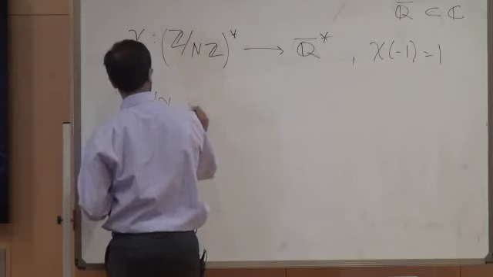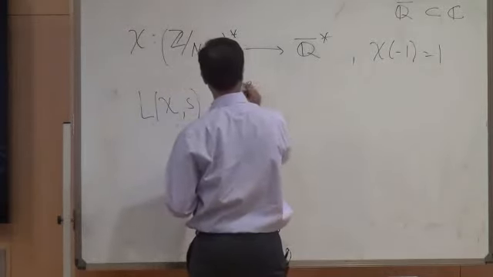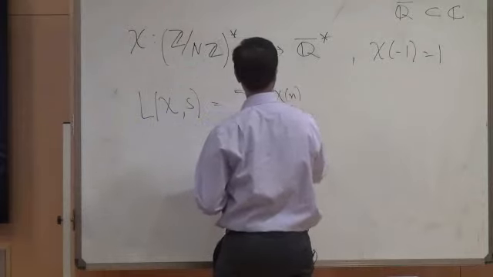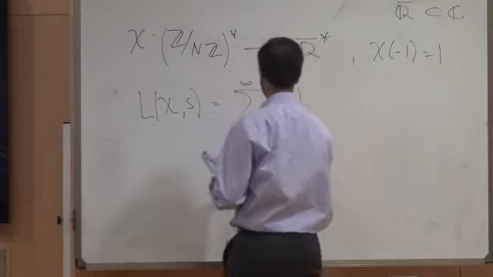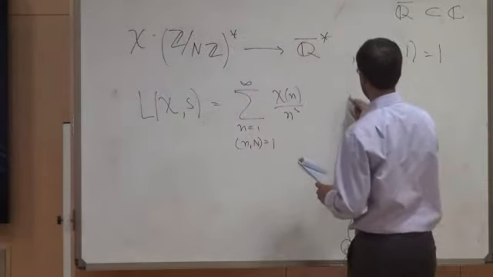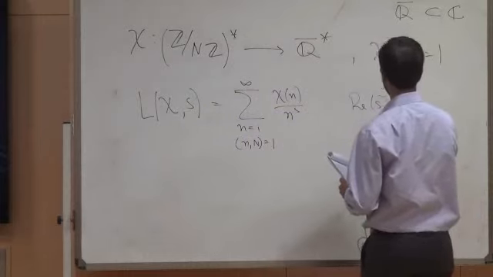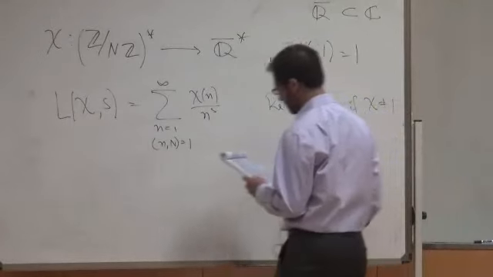And it has an associated L function, which is just the usual Dirichlet L function. Just chi of n over n to the s, and you sum over the n that are relatively prime to capital N. So this converges for real part of s greater than 0, in fact, not just 1, if chi is not the trivial character.